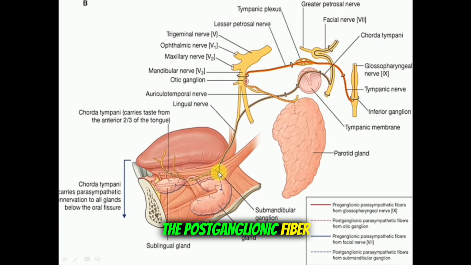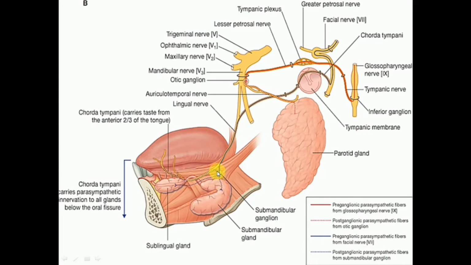The postganglionic fiber arising from this ganglion will supply the submandibular salivary gland. Some of the postganglionic fibers re-enter the lingual nerve via its anterior root, eventually come out in the distal part of the lingual nerve to supply the sublingual salivary gland and the anterior lingual glands.